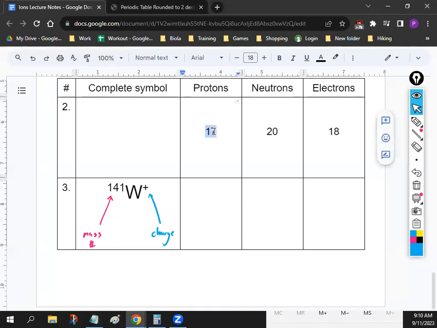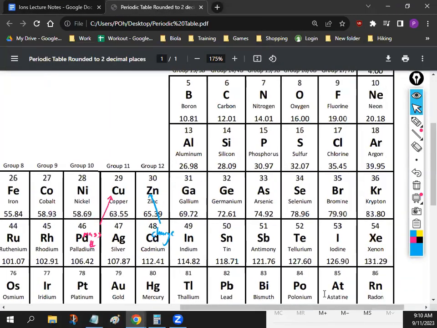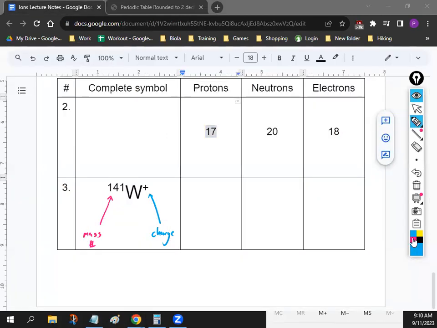First thing we want to do is look at the protons. It's 17. So which element has 17 protons? Yeah, chlorine or Cl, right? So for the symbol, we're just going to write Cl.